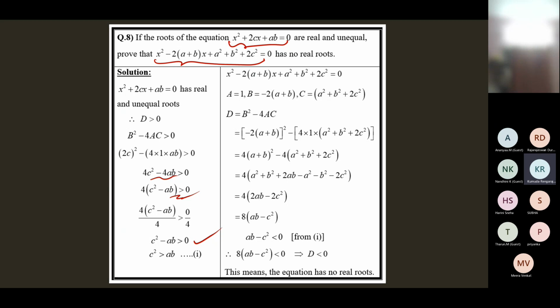Now let's move on to the second one. The second equation has no real roots. You will have to prove that it has no real roots. No real roots meaning what? D is less than 0. Yes or no? So you'll have to show that D is less than 0. So work B square minus 4AC. You'll have to find D.